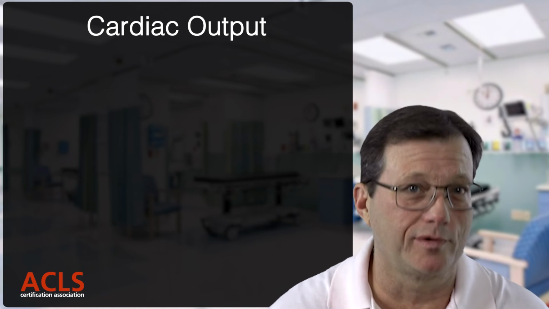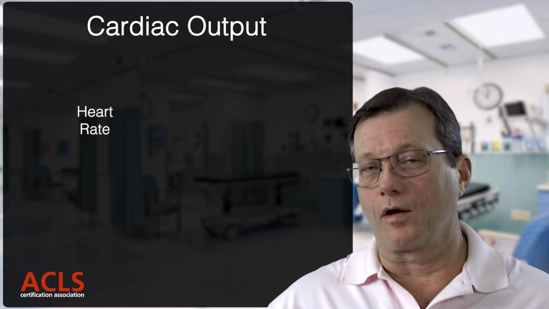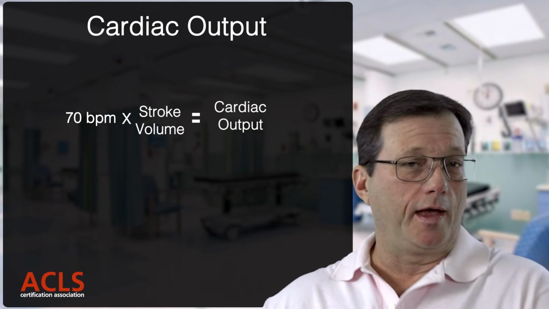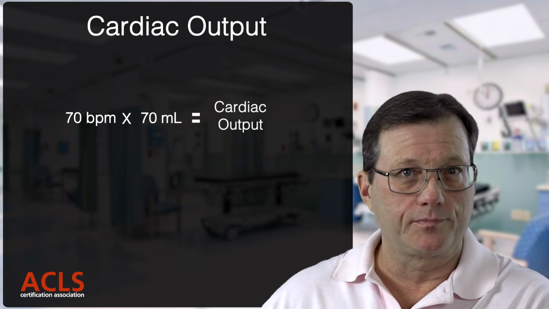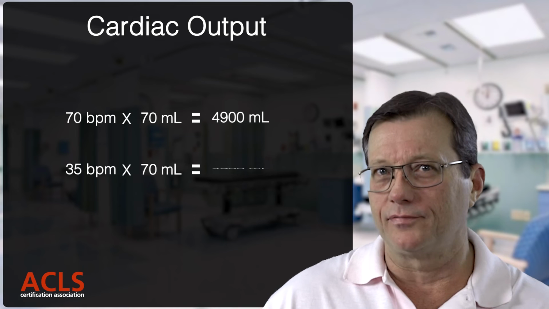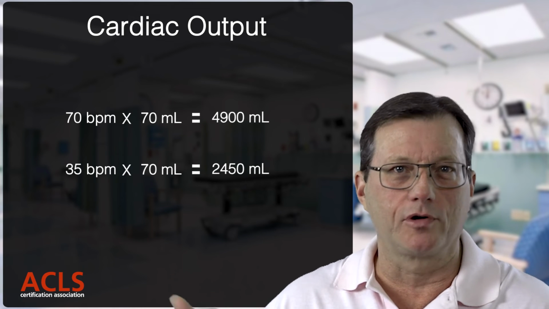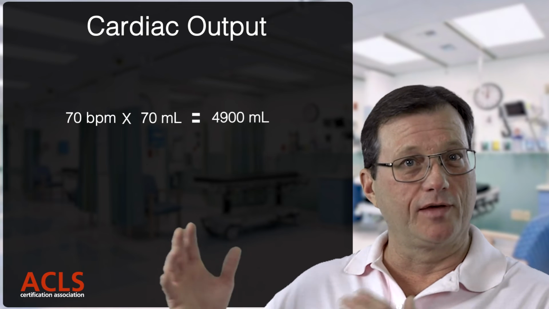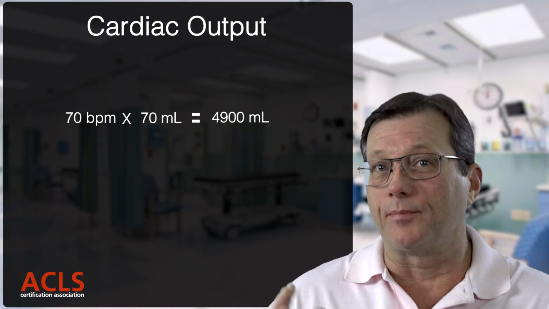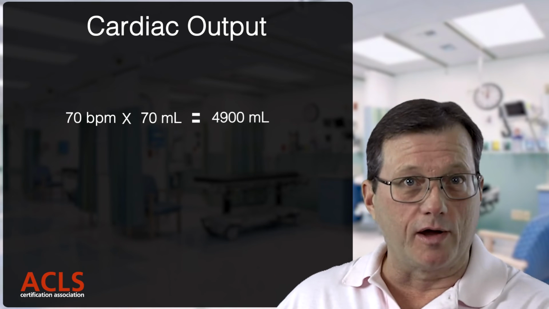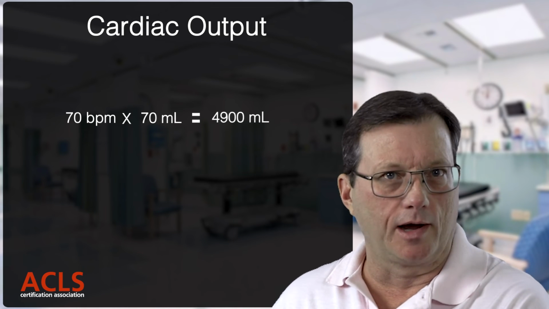Okay, so to review, our formula, heart rate times stroke volume. Say we got 70 beats per minute and a stroke volume of 70 mLs. If they become bradycardic and I drop that heart rate to 35, I'm going to cut my cardiac output in half. Right? Go back to the 70-70. Let's say that the patient is extremely tachycardic. That is directly going to reduce my stroke volume, which will reduce my cardiac output.